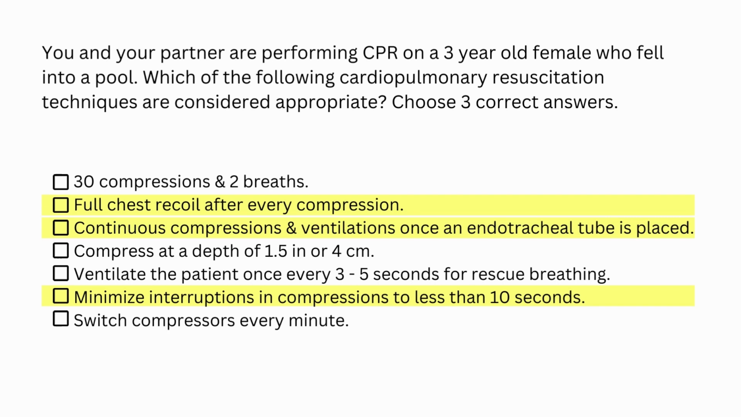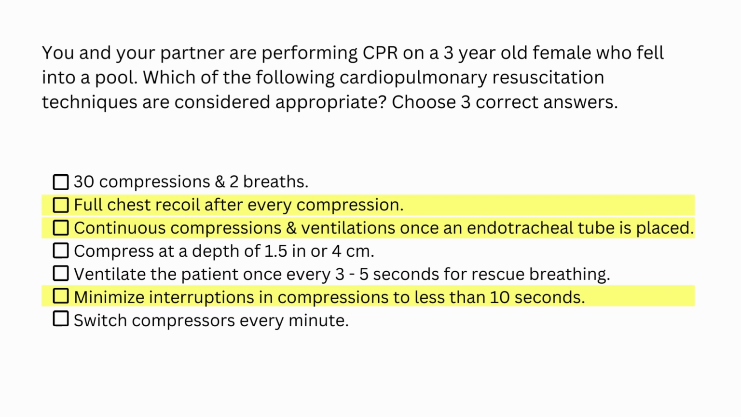The American Heart Association guidelines require a compression to ventilation ratio to be used until an advanced airway is in place. However, once an advanced airway is in place, continuous compressions and ventilations must be used. The third answer is minimize interruptions in compressions to less than 10 seconds, because anything longer than that would increase the chance that the brain and other vital organs would go too long without perfusion, which will result in a decrease in neurological status if ROSC is achieved.